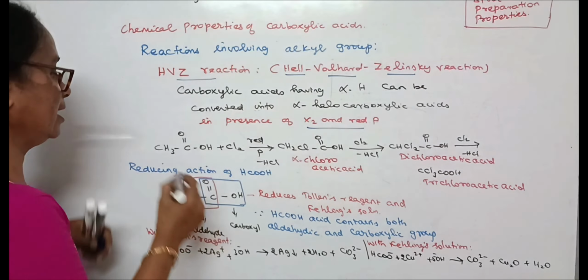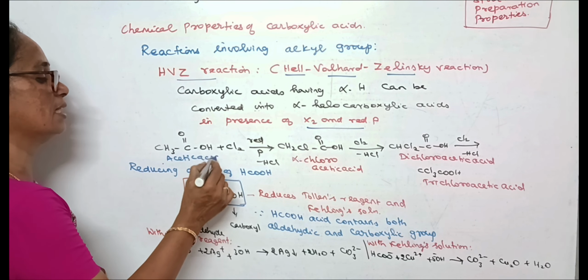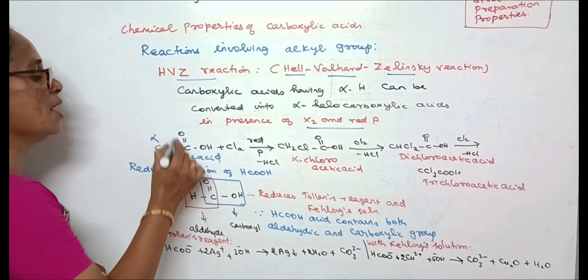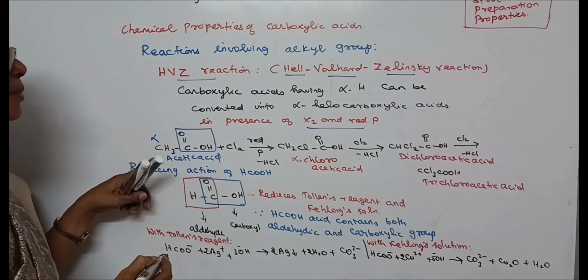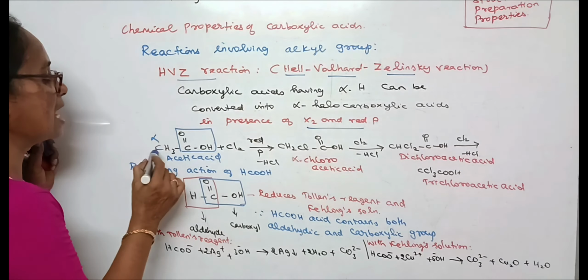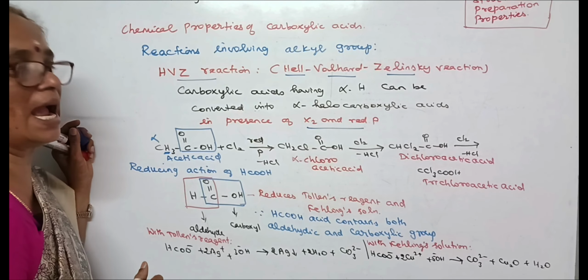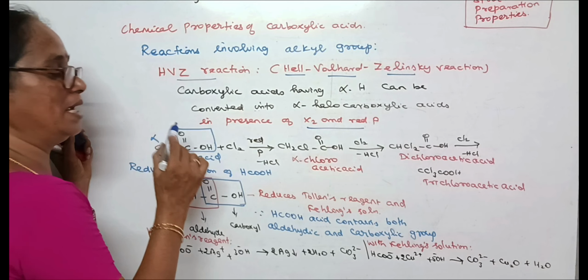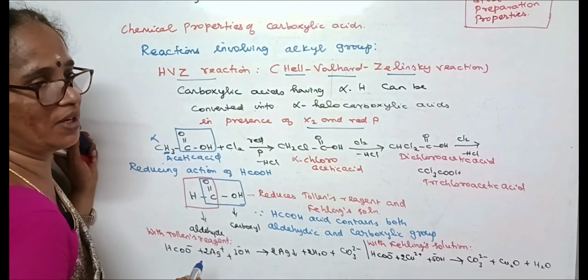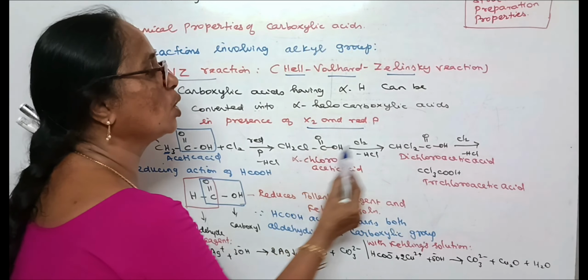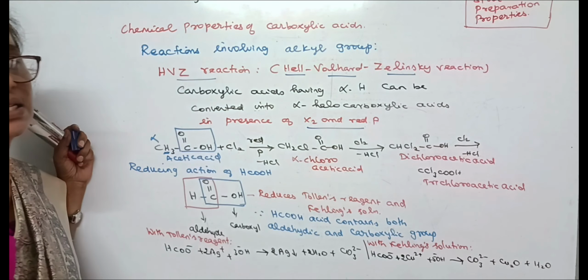So let us take ethanoic acid, that is acetic acid, in which this is the alpha carbon, because this is the functional group. Functional group attached carbon is alpha carbon. This alpha carbon has 3 replaceable alpha hydrogen atoms, so that can be replaced by the halogen atom in presence of red phosphorus. We will get monochloro, dichloro, trichloro derivatives of acetic acid.